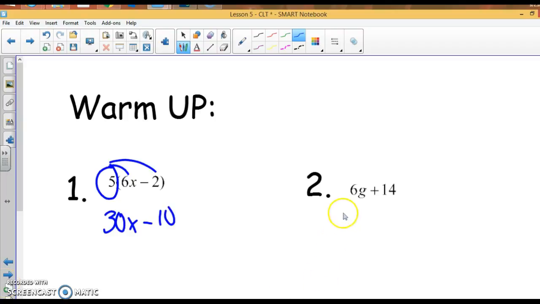This problem, I need to figure out what the greatest common factor is. I'm going to do the distributive property backwards. What can I divide both of these numbers by? I can divide by 2. So the math that I'm going to do is divide these by 2. 6g divided by 2 is 3g. Positive 14 divided by 2 is positive 7. You can check to see if you're right by using the distributive property, and we will get what we started with.